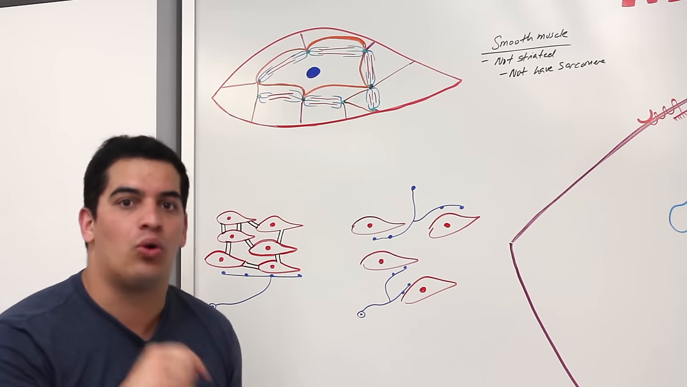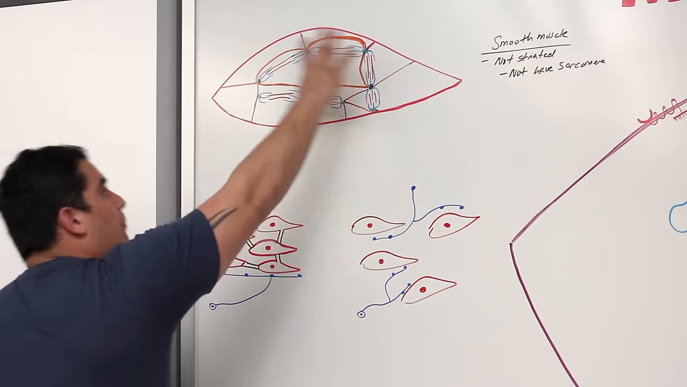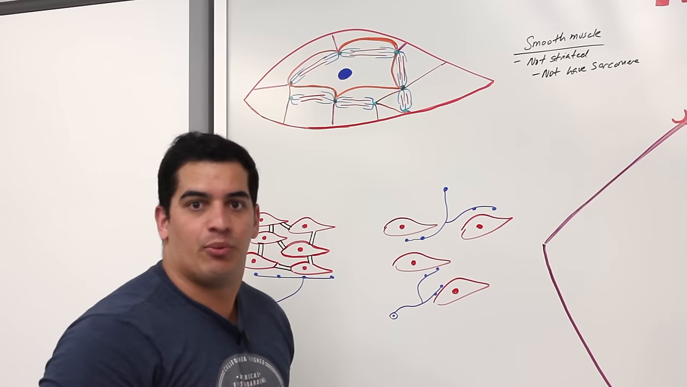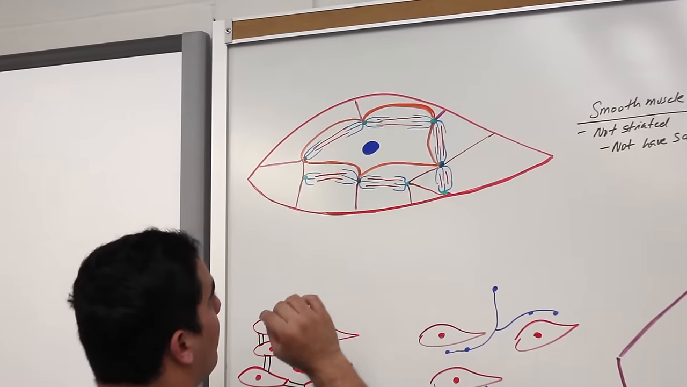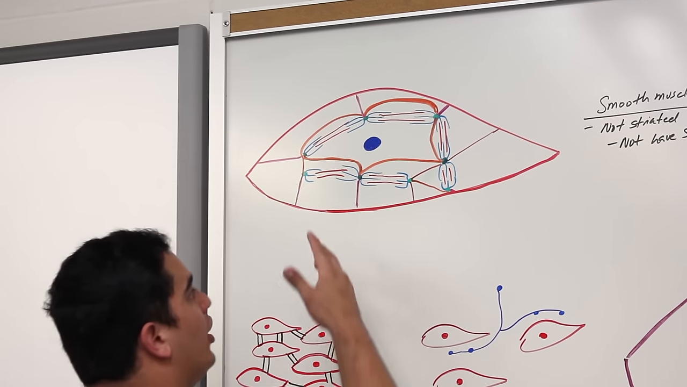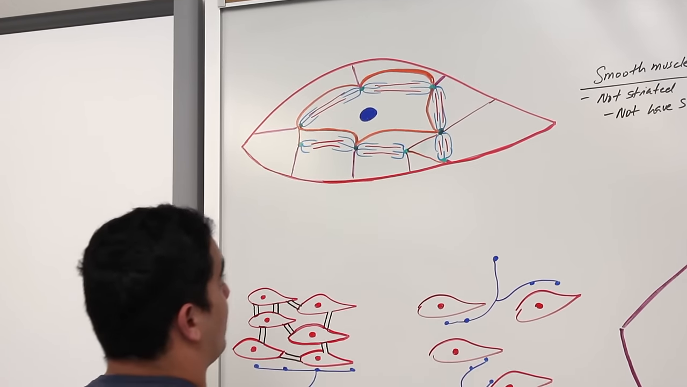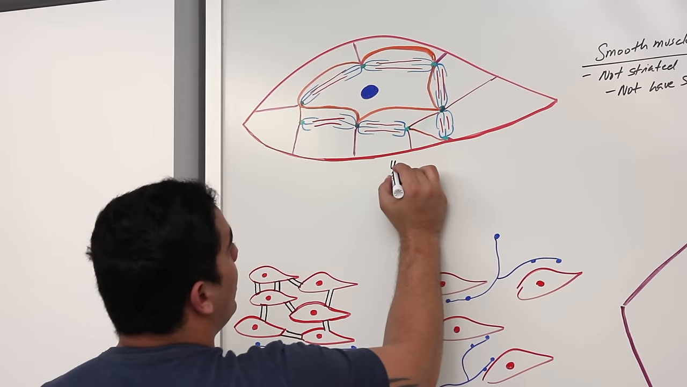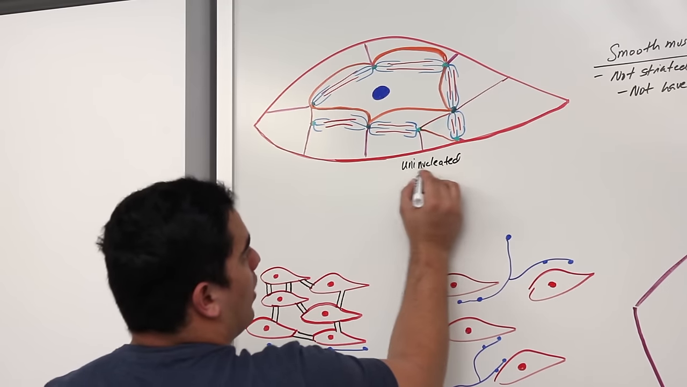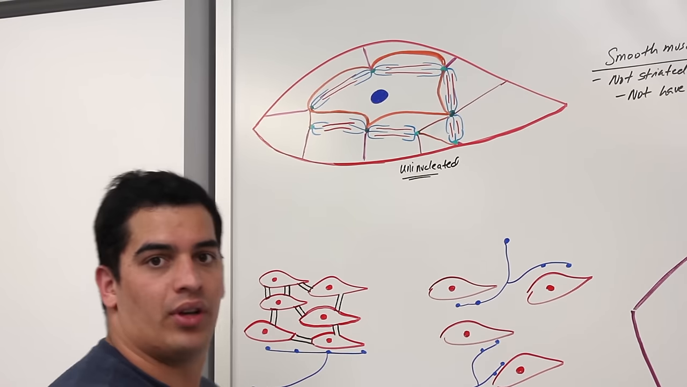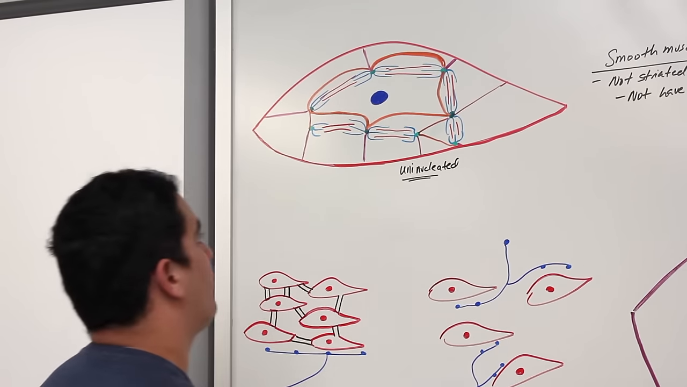Let's take a look at that real quick and go over some of the microscopic anatomy of this smooth muscle cell, because all of the other smooth muscle cells are gonna be the same. So first things first, smooth muscle is generally uninucleated, meaning that it only has one nucleus. Whereas skeletal muscle, if you guys remember, is multinucleated. Cardiac is usually uninucleated also.